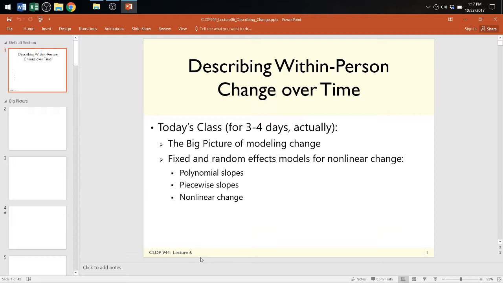So if we can have fixed quadratic time, that is allowing people to have changes in their linear slope, we can have individual differences in the extent to which people change in their linear slopes. So we can have random intercept, random linear time, and random quadratic time. That would look a little something like this.